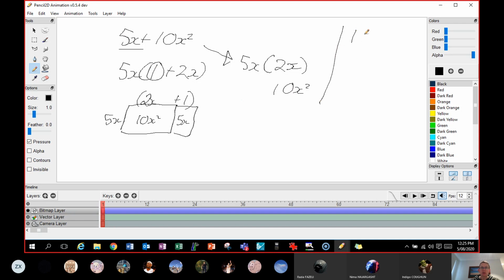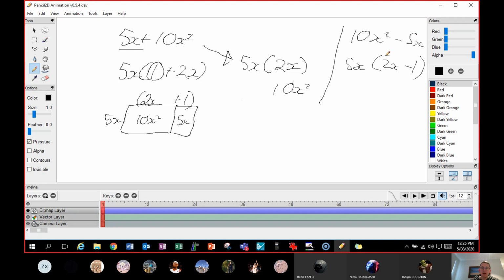Again, something that could be a bit different. I'm just going to do a similar question: 10x squared minus 5x. So clearly, this is going to be take out 5x. We're going to have 2x here, because that could give me a 10x squared, minus 1. So sometimes it can be a minus 1 or it can be a positive 1 because it's a negative.